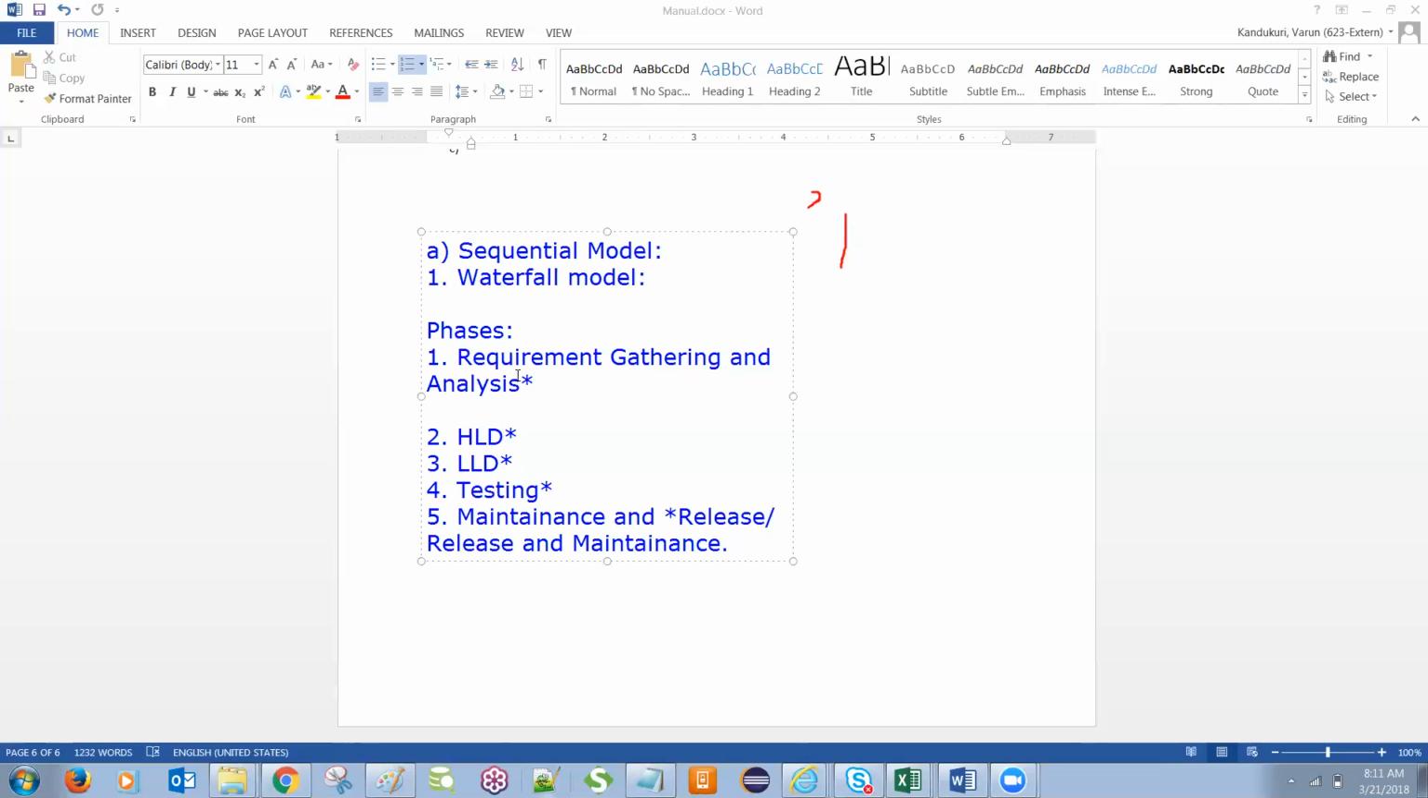It follows the steps sequentially: once the first step is completed, then the second is implemented, and so on until we complete the delivery to the customer. That is why we call it a sequential model.